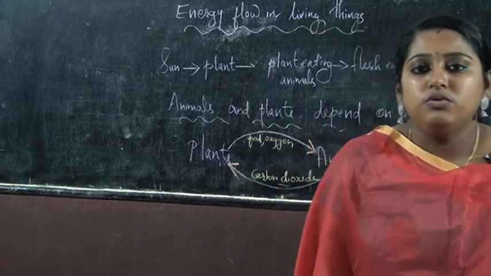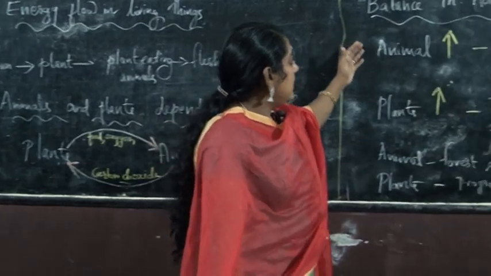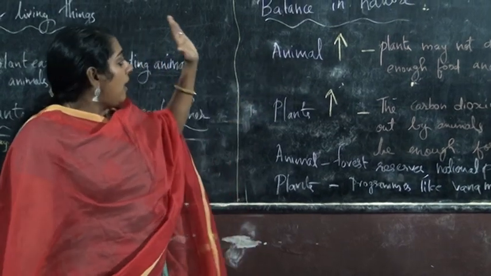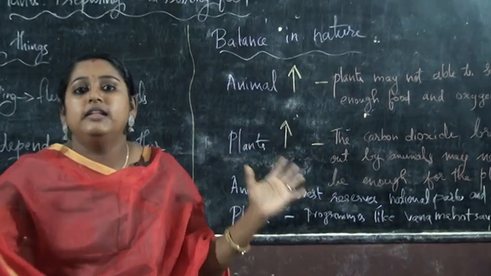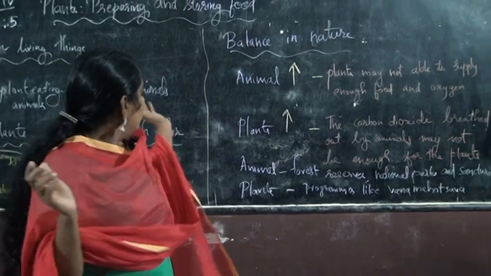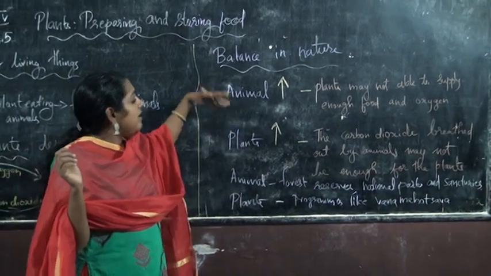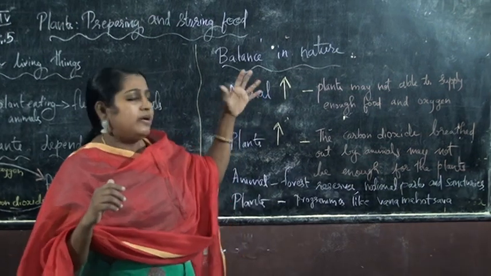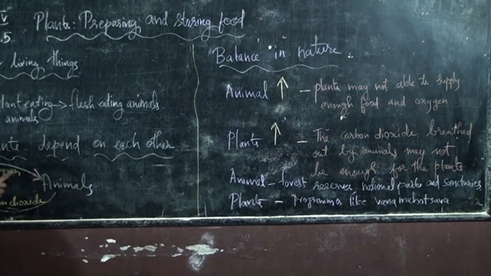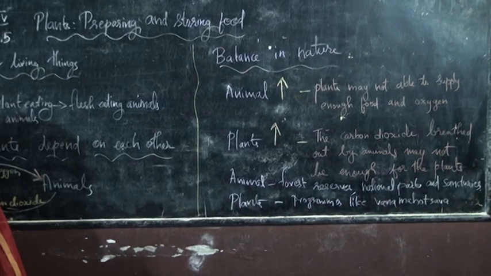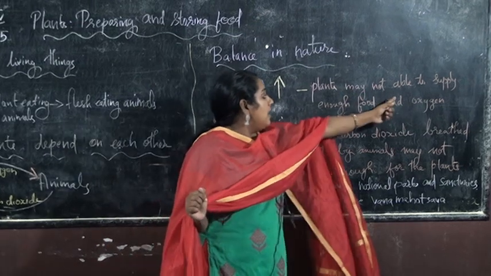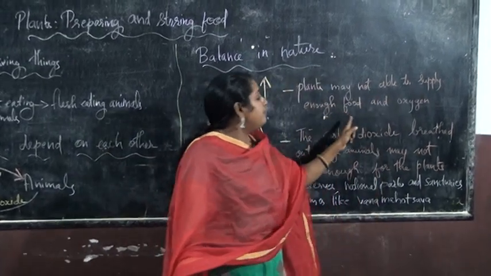So next we are going to study balance in nature. All of you look here. What happens if there is a sudden increase in the number of animals? The number of animals is increasing day by day, but the number of plants is constant. Sudden increase is there. So what happened? We know that plants give food and oxygen to animals. So when the number of animals increases, plants may not be able to supply enough food and oxygen.